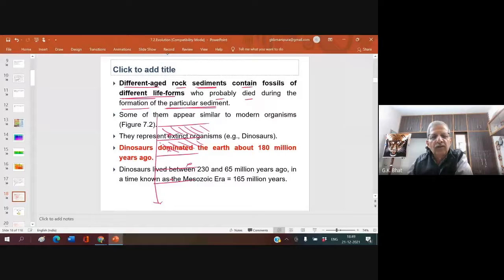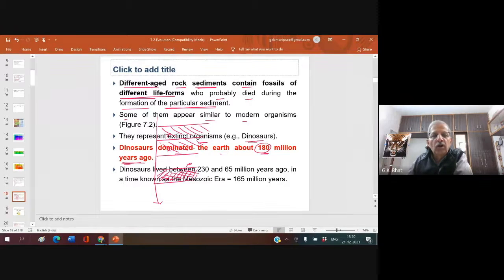Now, when this rock formation took place, due to sedimentation, whatever animals lived at that time underwent fossilization and are found here, right? Some of them appear similar to modern organisms, and some represent extinct organisms. For example, dinosaurs. I said that the dinosaurs were creatures which existed prior to the domination of mammals. Dinosaurs dominated the earth about 180 million years ago.